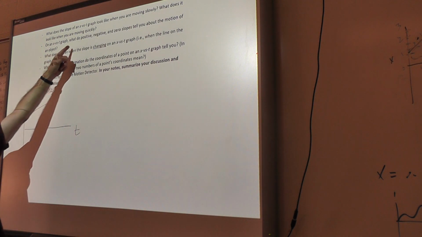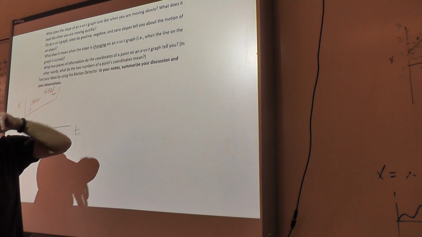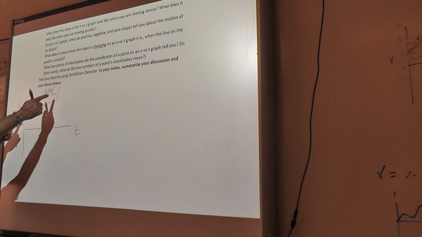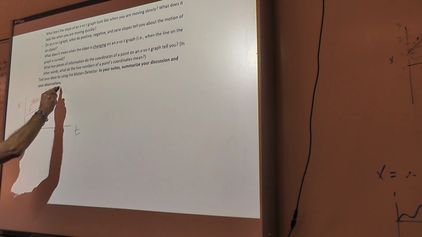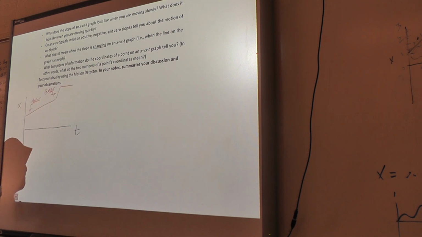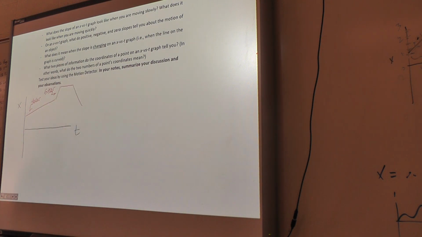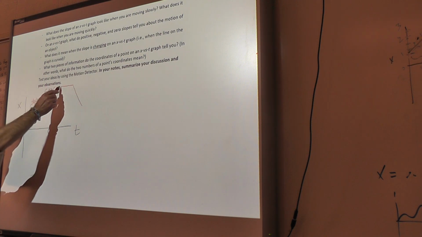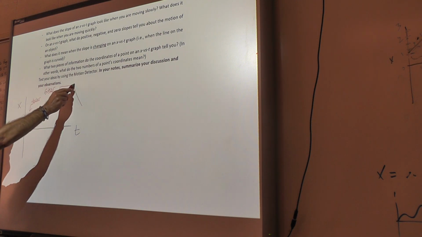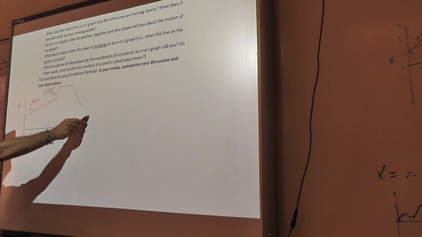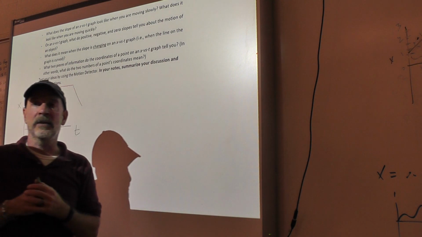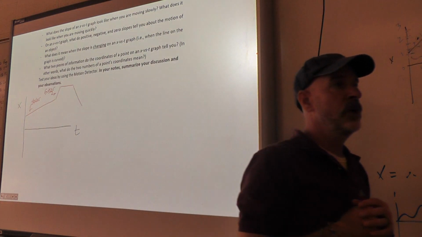What about positive, negative, and zero slopes? Here are two sections where there's a positive slope. Here's a section where there's a zero slope. And here's a section where there's a negative slope. What is the difference between these three sections? This section is positive, this section is zero, this section is negative. What would we see? What do those slopes tell us?